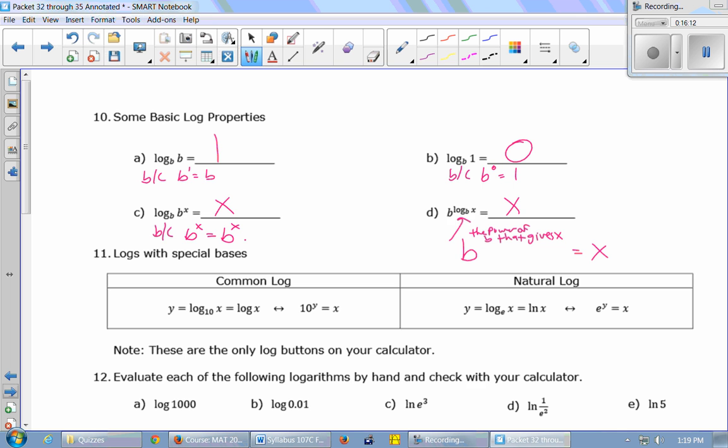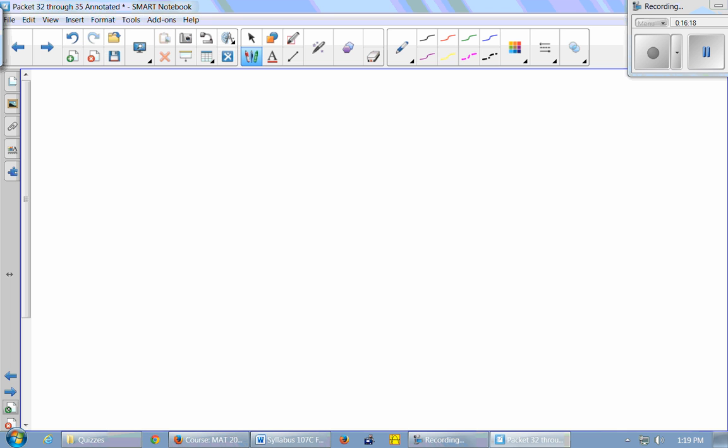I can do another argument if the English one isn't working. I'll write it out. B to the log base b of x. Okay. So a little aside, we're going to let log base b of x be represented by something simpler for a minute. Let's just call that thing y.